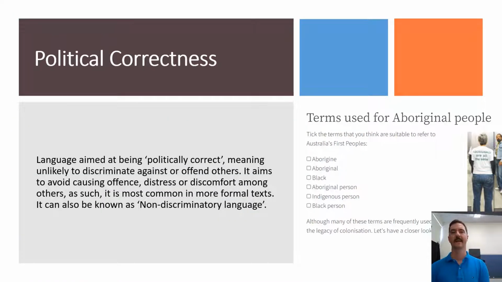Political correctness, also called non-discriminatory language, is basically the idea that if we repair and update our language often enough, then we can avoid harming, offending, and insulting people. As you can see in the picture here, we've got Aborigine, Aboriginal, Black, Aboriginal person, Indigenous person, and Black person. At different times throughout history, each of these terms was more common or more accepted, more politically correct. I might ask you at this moment to pause for a second and think about which one you think is most politically correct.